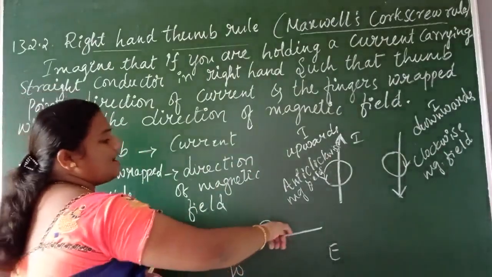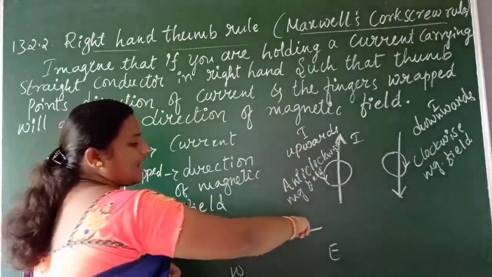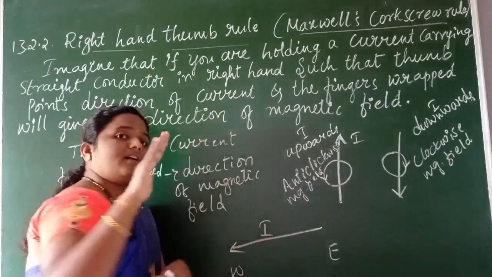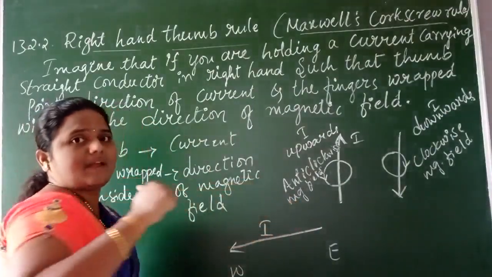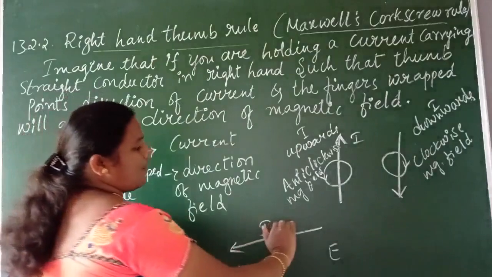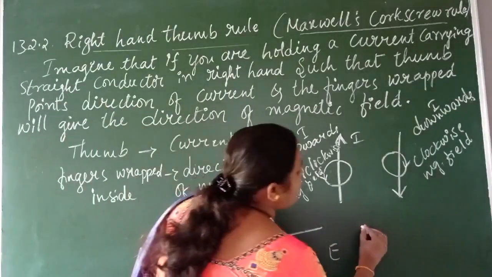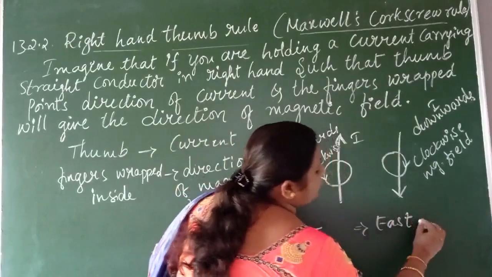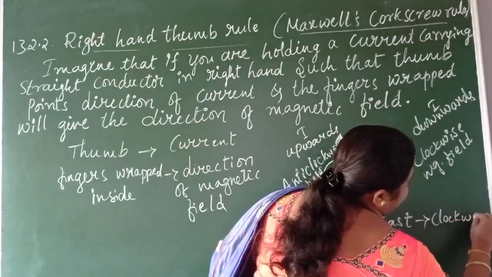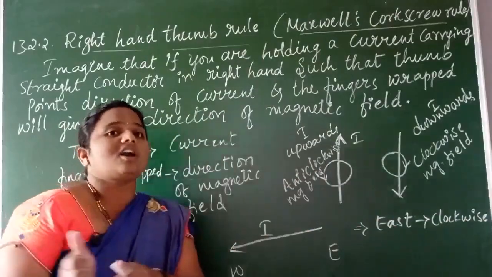So what you have to do, children? You have to stretch your right hand in the direction of the flow of current and point your thumb. See, children, I have stretched my right hand and placed the thumb in the direction of the flow of current. And these fingers are moving in this way, wrapped inside. This is called clockwise. So when you look from the east or above, the direction of the magnetic field is clockwise, because these fingers are moving in this way.